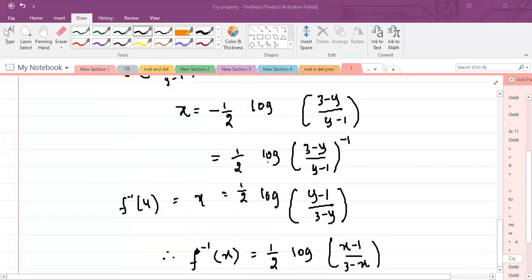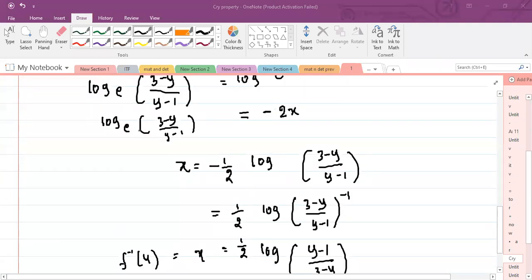So we have particularly this minus 2x is equal to log of (3 minus y) divided by (y minus 1). Therefore, x is equal to minus 1 by 2 into log of this. But by properties of logarithm, we know that n log x is equal to log x raised to n. Therefore, here in place of n, we have minus 1. I will not shift minus 1 by 2, I will only shift minus 1. So if you shift minus 1 here, then it will be 1 by 2 into log of ((3 minus y) divided by (y minus 1)) raised to minus 1.